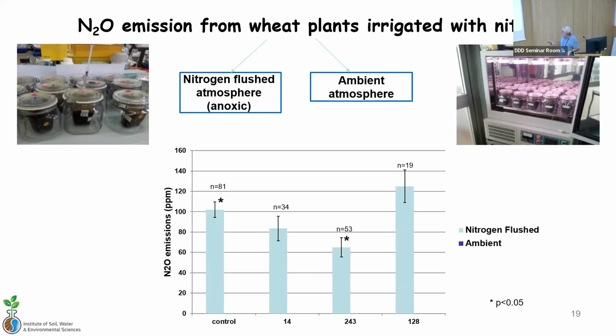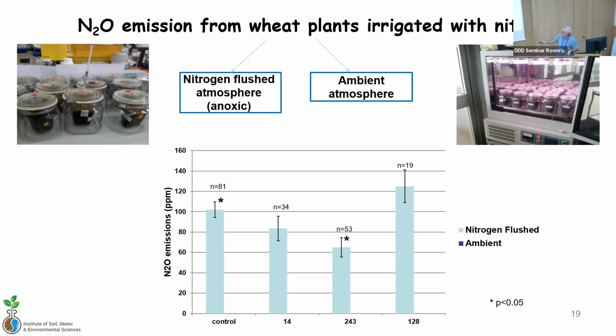And if we look at the nitrogen flushed, so no oxygen in those jars, you see the syringe here sucking the gas to the GC, and you can see the control. This is the control in that condition when you don't have oxygen or almost no oxygen. We have a very high level of emission, so it's 100 ppm in those jars. In normal atmosphere, it's about 310 ppb. Okay, so it's a really high level of emission.